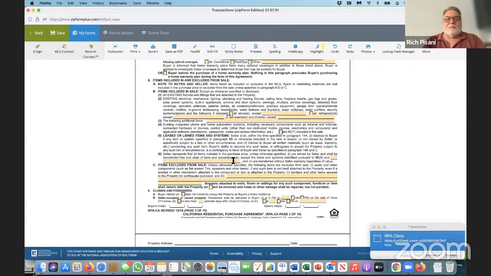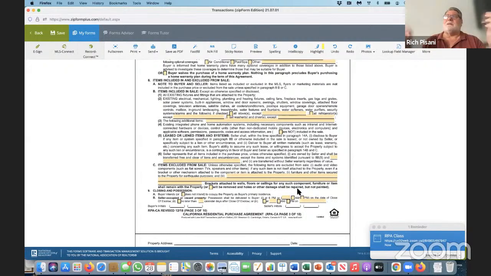Exclusions. Also really important here: brackets attached to walls, floors, ceilings for any such component, furniture, or item shall remain with the property, or if this is checked, will be removed, and holes or other damage shall be repaired but not painted. This is important for TV brackets.